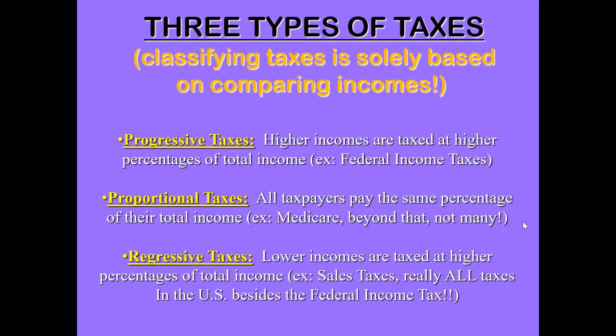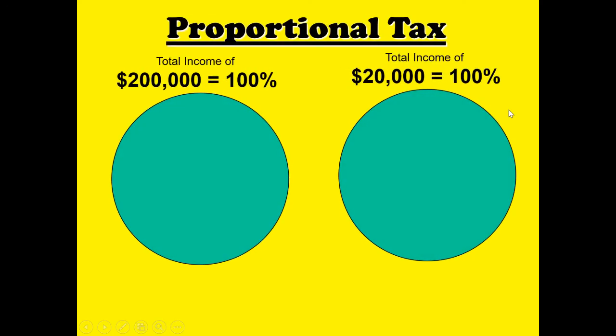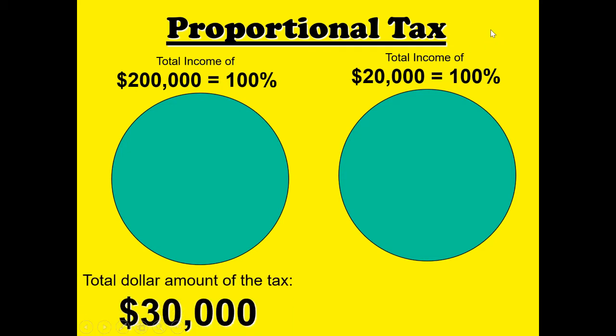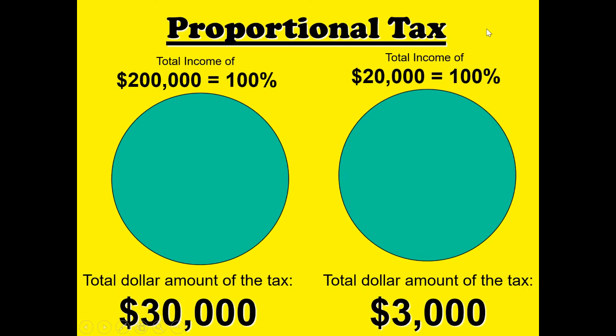Use these three different kinds of taxes, progressive, proportional, and regressive, as you try to classify the taxes that you're going to see in your homework tonight. Let me see if I can give you a visual example here. Let's start with the easiest one on the surface, the proportional tax here. I have a person's income of $200,000 on the left, of $20,000 on the right, and a dollar amount of a tax on the bottom of your screen.